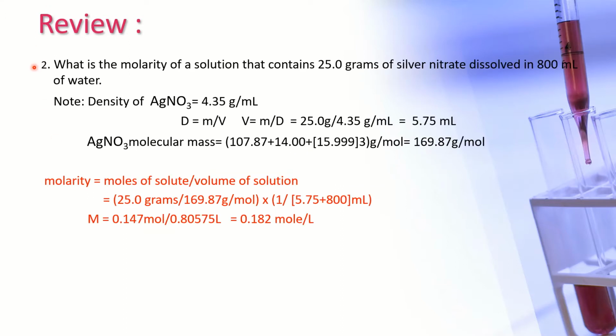Number 2. What is the molarity of a solution that contains 25 grams of silver nitrate dissolved in 800 ml of water? The density of silver nitrate is 4.35 grams per ml, and the molecular mass is 169.87 grams per mole. So molarity is equal to moles of solute over volume of solution. This is 25 grams over 169.87 grams per mole times 1 over the volume of silver nitrate and the volume of water. So molarity, or capital M, is equal to 0.182 mole per liter.